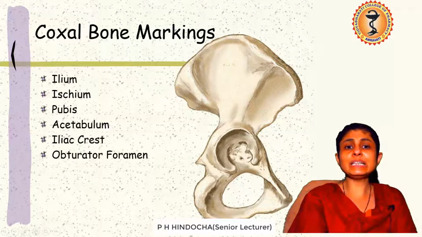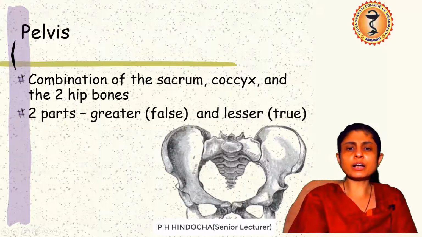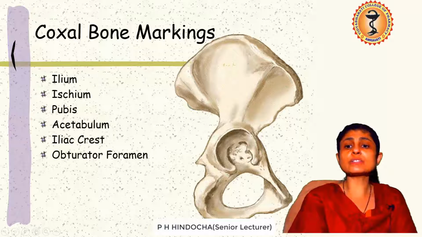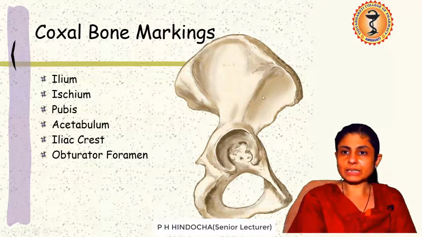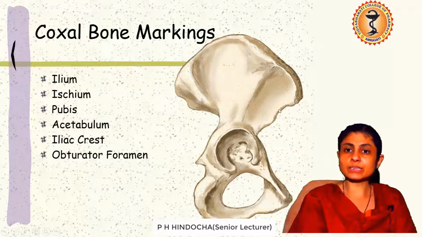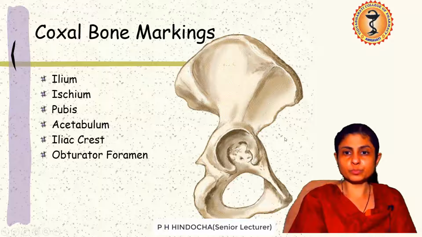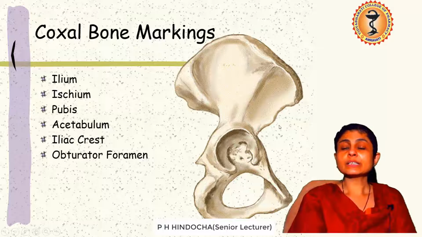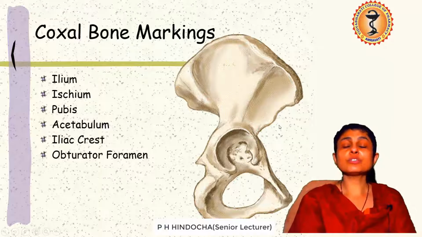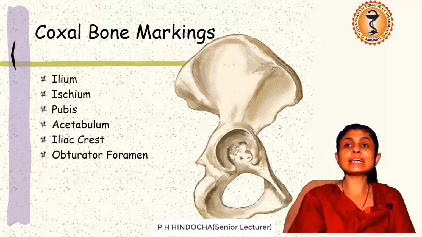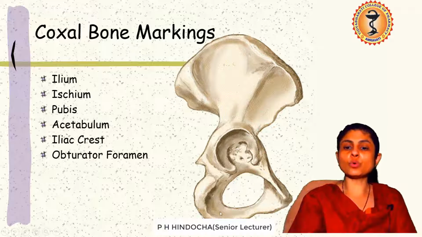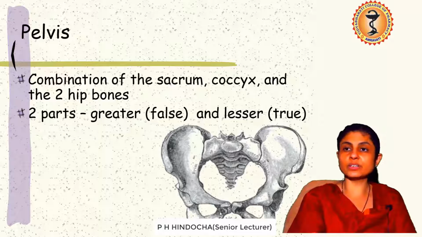Iliac crest is the outer layer of the ilium, and finally a large opening which is called the obturator foramen. So upper part ilium, middle part ischium, lower part pubis, acetabulum, the cavity into which the first bone of the lower limb, that is the femur, will get attached. Iliac crest is the outer layer, and obturator foramen is a large opening in the bone for the passage of nerves and muscles.